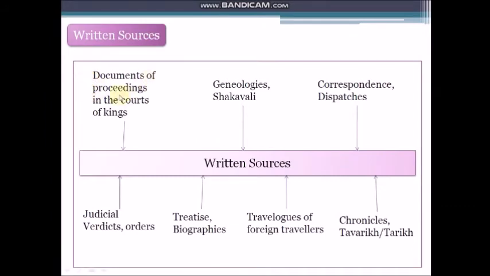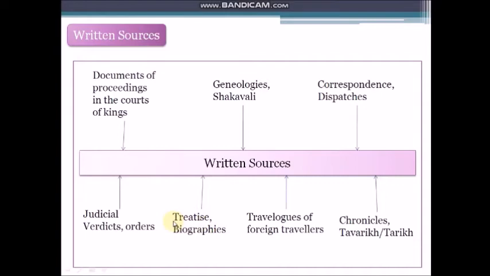Documents of administration in the courts of kings is an example of written source. Genealogies means lineage or family tree, and Shakavali means political history of Maratha Empire. These are other examples. Communication done during the medieval time is an important source. Judgment and court orders is valuable source of history.